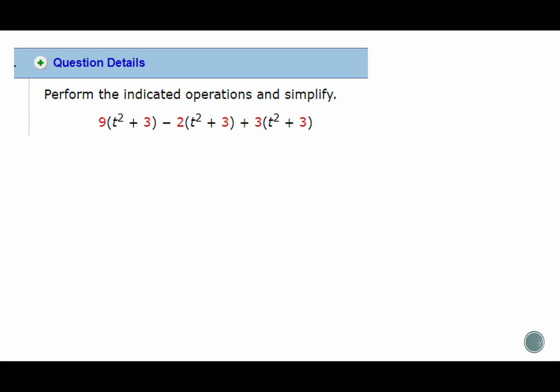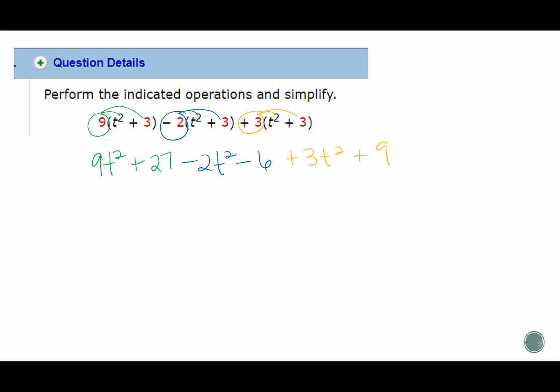So let's go ahead and get started by multiplying 9 times t squared plus 3. This is 9t squared plus 27. Next, negative 2 times t squared plus 3 would be negative 2t squared minus 6. And then we have positive 3 times t squared plus 3 is a positive 3t squared plus 9.